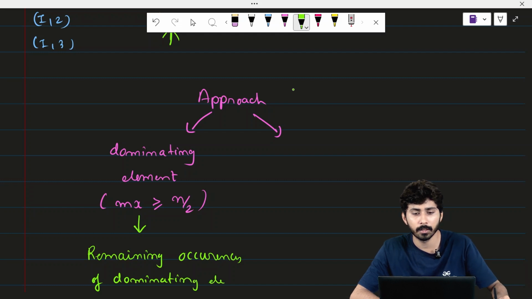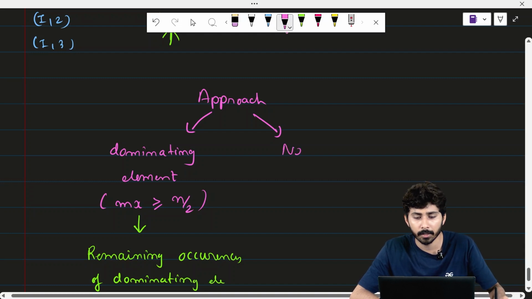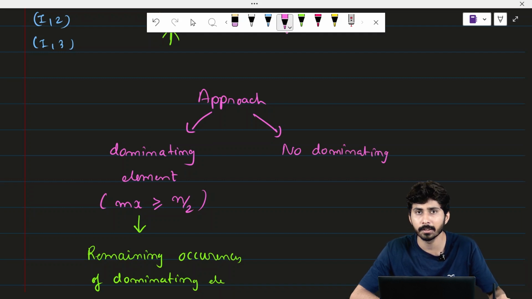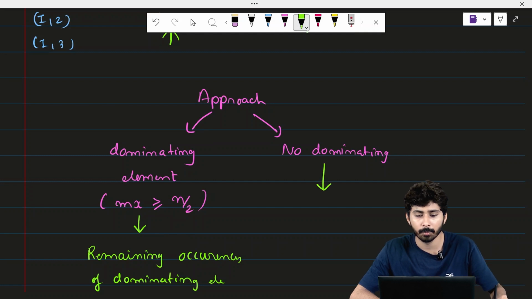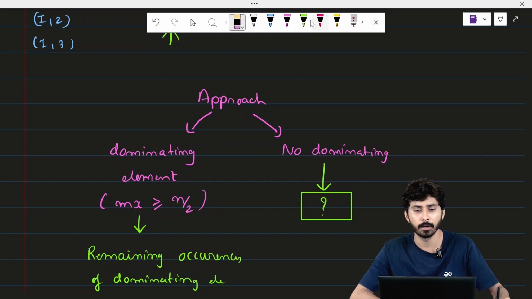Okay, and what about the other type, where no dominating element is there? All of them basically have the same frequency, or the elements that are there don't have their occurrence greater than or equal to n by 2. Okay, so no dominating element. We'll handle that and see what the output will be. We'll observe it after completing our first observation, that is, what about dominating elements.